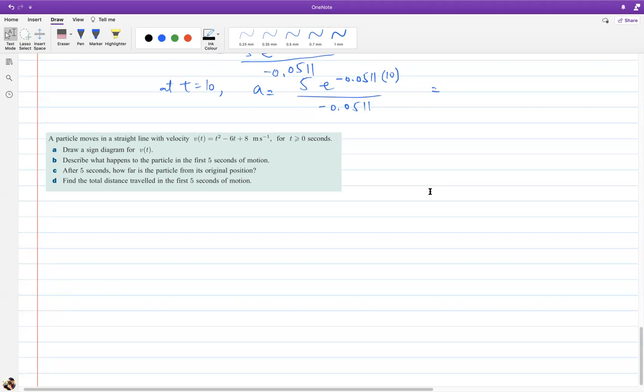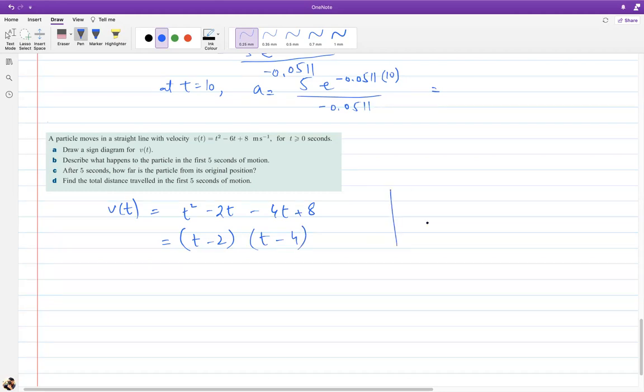So you just have to graph it. Now you can graph t squared minus 6t plus 8. What are the roots for this? Let me just factorize this. This becomes t squared minus 2 times t minus 4 times t plus 8. That gives me t minus 2 and t minus 4. So that means my graph is basically going like this. So t is equal to 2, t is equal to 4. The graph is going like this.